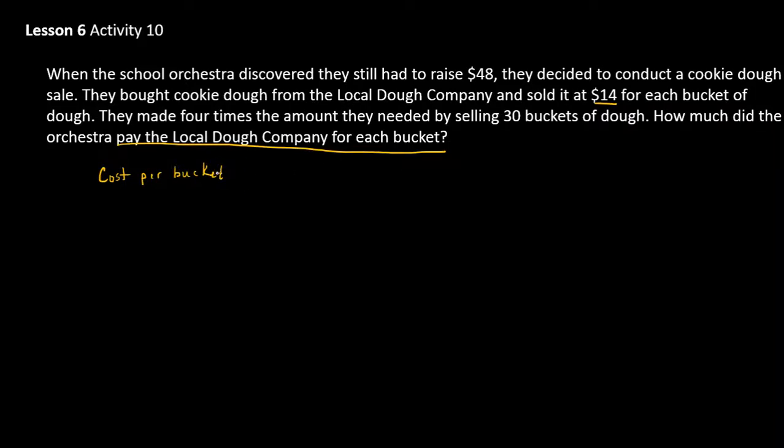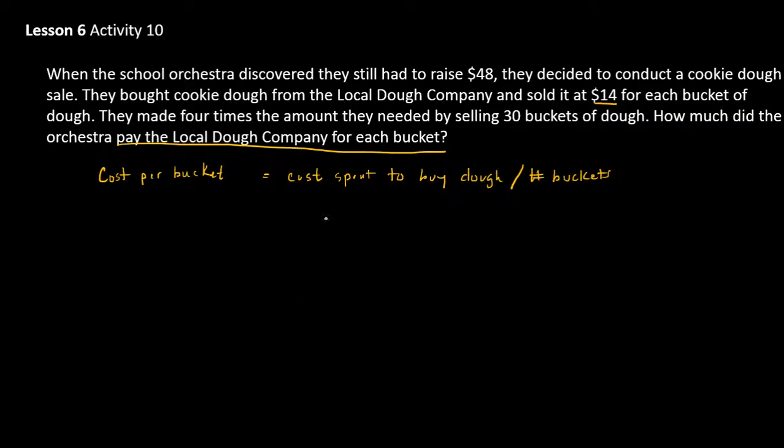So cost per bucket is going to be equal to the total cost, right? The total cost spent to buy the dough divided by how many buckets there were. So for example, if I knew that it cost $300 to buy the dough and that there were 30 buckets, I could divide 300 by 30 buckets to figure out the cost per bucket.